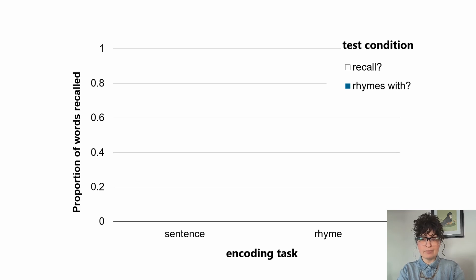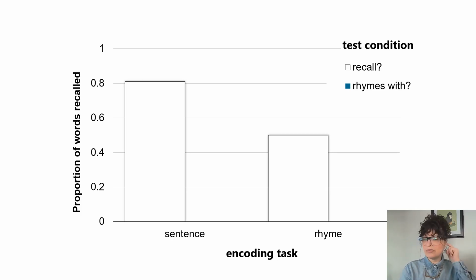And in the testing phase, it came in two forms. So there was a recognition test where participants were presented with words and asked if they'd seen them before, and then a rhyming test, asked whether a word they'd seen had rhymed with one of the target words. So the word that they were seeing, did this word rhyme with one of the words you'd seen before? So we've got the encoding tasks, sentence versus rhyme. We've got the testing conditions, recall versus rhymes with, and here we've got the proportion of words correctly recalled.